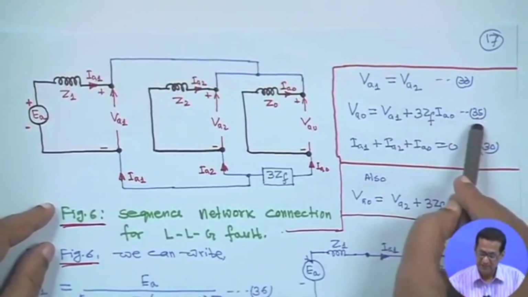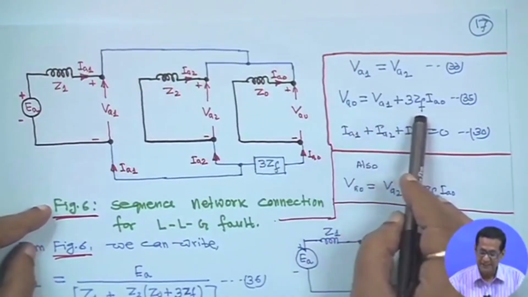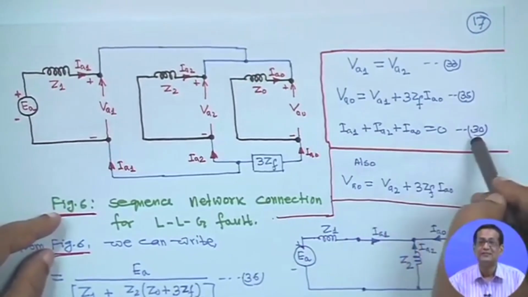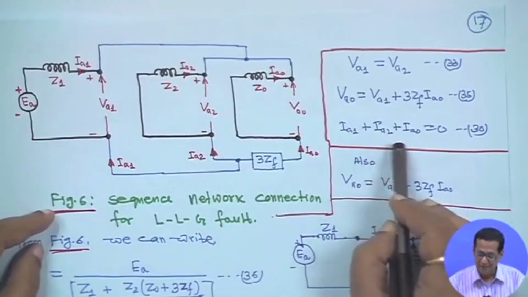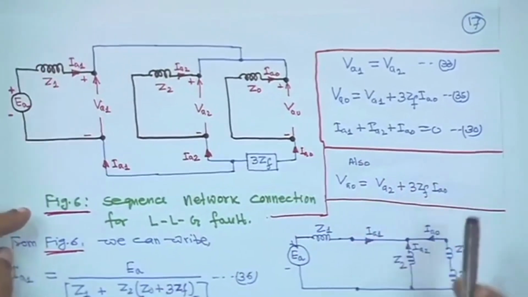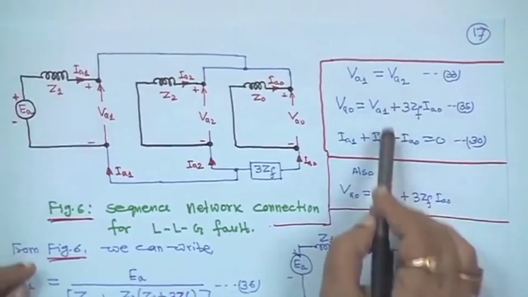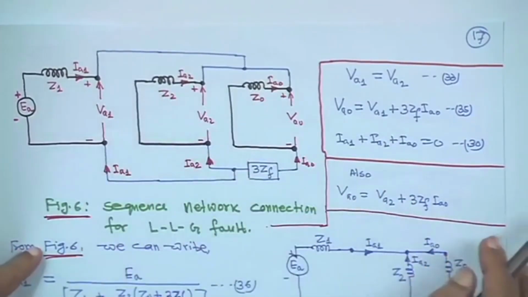Then equation 35 on the right-hand side is VA0 equals VA1 plus 3 ZF IA0, and equation 30 I am rewriting just for drawing this diagram: IA1 plus IA2 plus IA0 is equal to 0. Suppose these 3 equations are given to you, and you have to draw the complete sequence network connection.